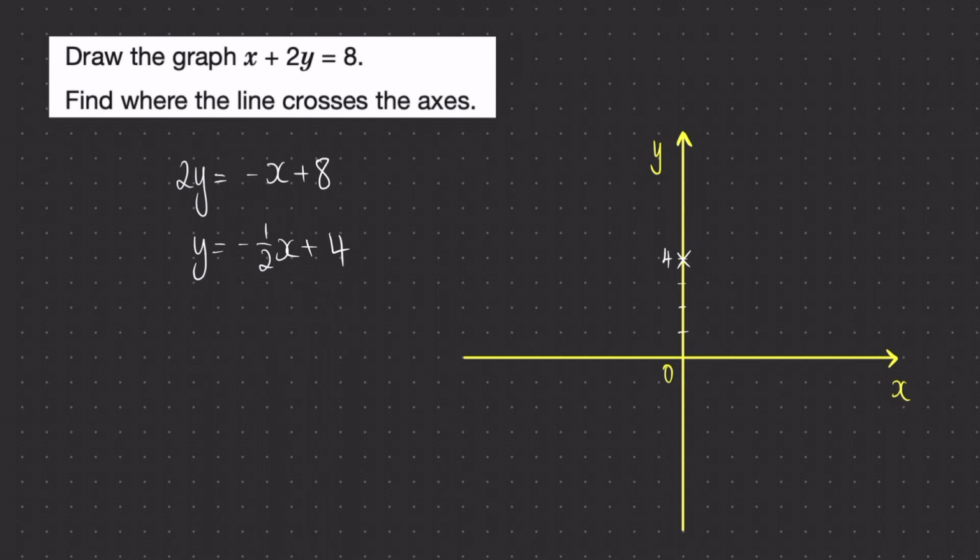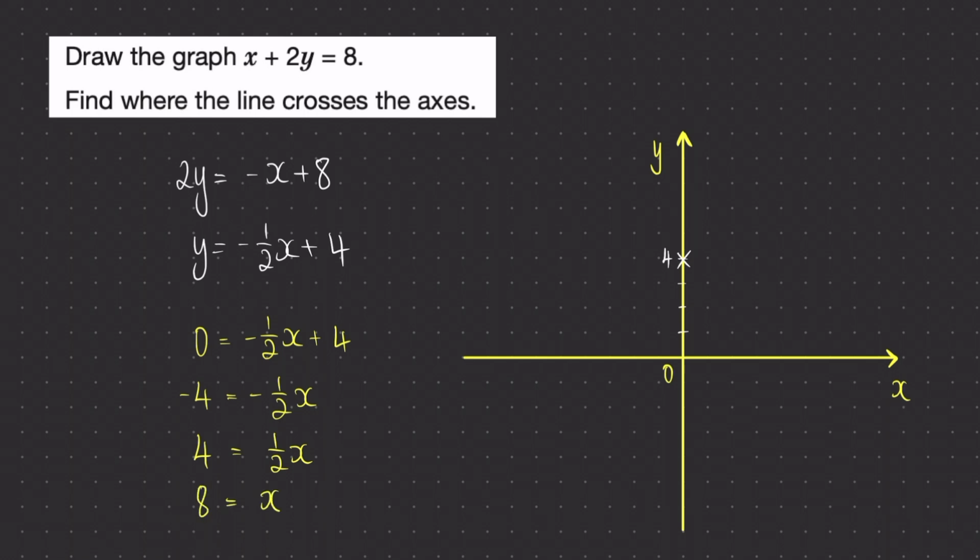I know that my gradient is minus a half. This is quite a tricky number to work with. It's a negative fraction, so don't stress too much about it. Just set the y value to be equal to 0. Okay, and this will make things a little bit easier. So we can subtract 4 from both sides. And now we can multiply both sides by minus 1, or divide both sides by minus 1 if you prefer to think about it that way. That will give us 4 equals a half x.